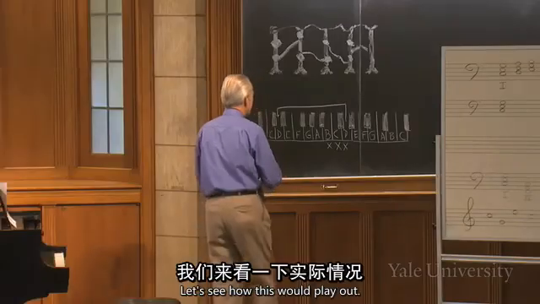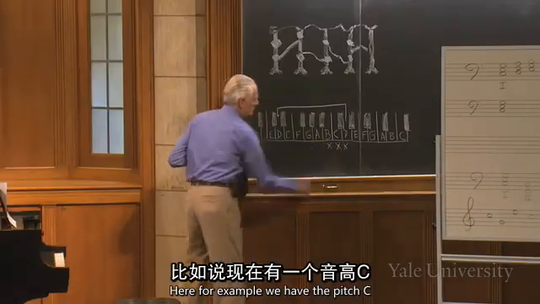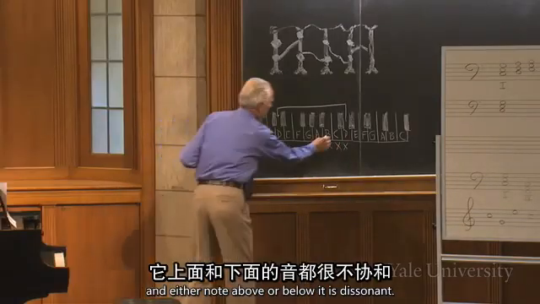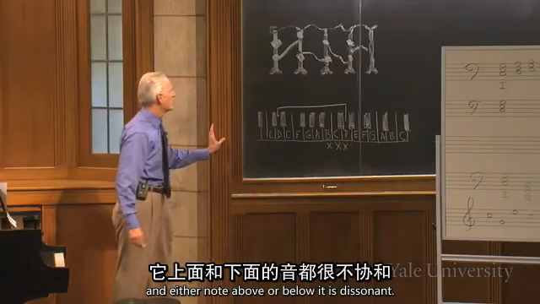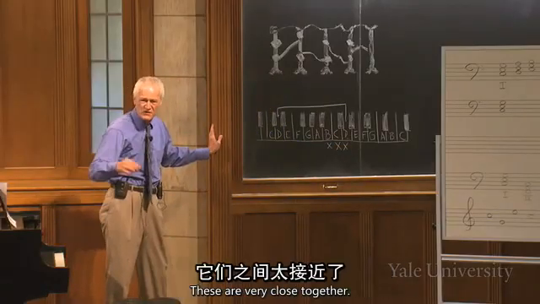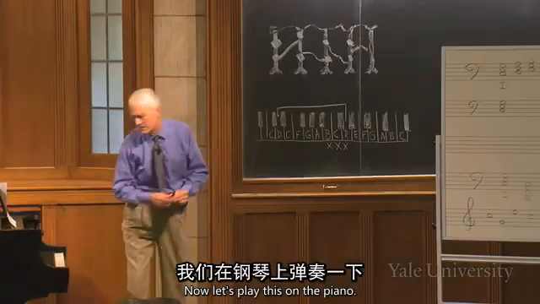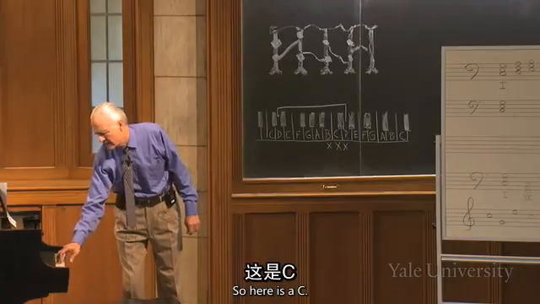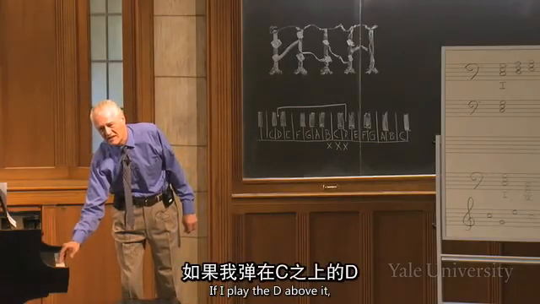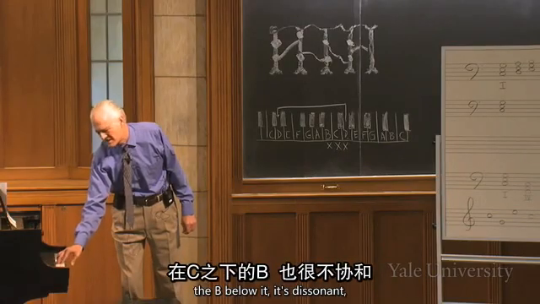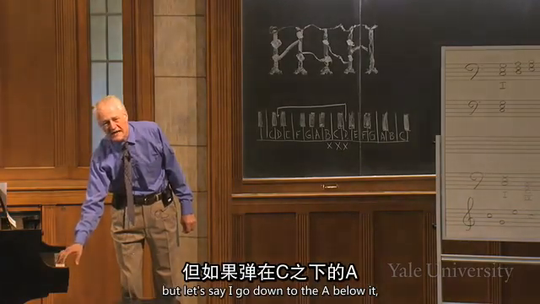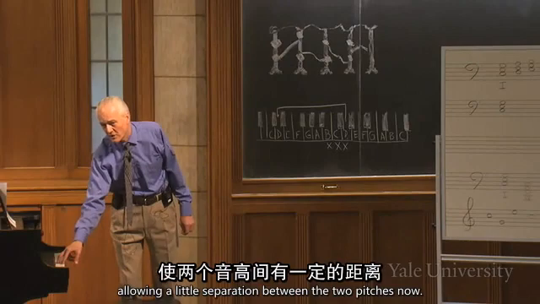Let's see how this would play out. Here, for example, we have the pitch C, and either note above or below it is dissonant. These are very close together. Now let's play this on the piano. So here's a C, and if I play the D above it, it's dissonant. B below it, it's dissonant. But let's say I go down to the A below it, allowing a little separation between the two pitches now.